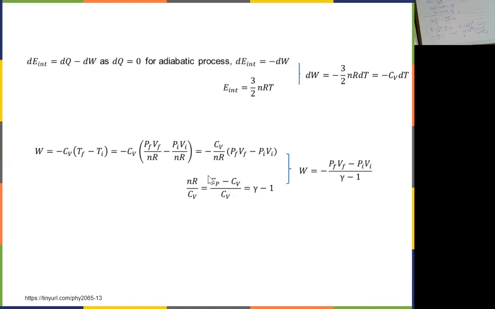Now remember, in the previous slides we saw that nR is equal to Cp minus Cv, so nR over Cv is equal to gamma minus 1. Because this is the inverse of that, nR over Cv is the inverse of Cv over nR. So the work done for an adiabatic process will be minus the difference of P final V final minus Pi Vi, divided by gamma minus 1.